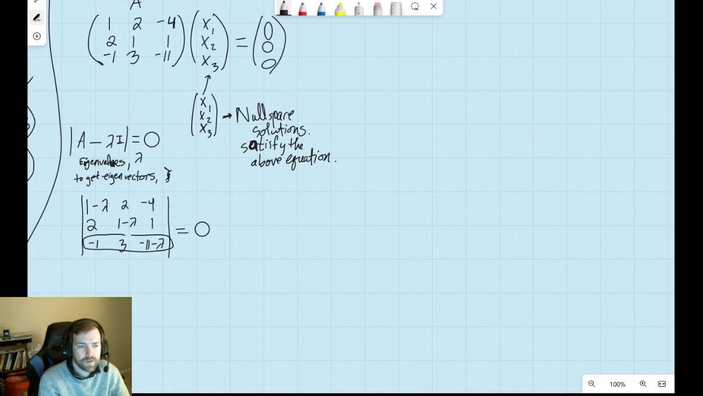Okay, so what we're going to do here is we take negative 1, which is this value here. Then we're going to essentially cross out the row and the column that are attached to it and say that we want to take the determinant of what's left. So 2, negative 4, 1 minus lambda, 1.